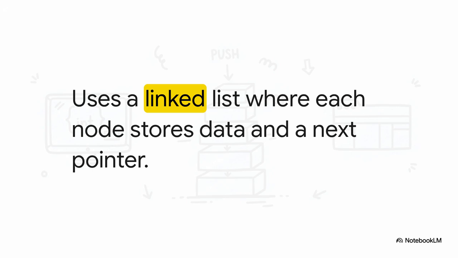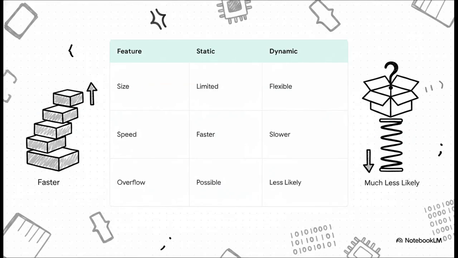Because memory is allocated dynamically while the program runs, this stack can essentially keep growing as large as your system's memory allows. Talk about an upgrade. Let's look at the ultimate trade-offs here. With a static implementation, your memory is fixed and your size is totally limited. But your speed is generally faster since that memory is pre-allocated, and honestly, the code is a breeze to write. The downside? Overflow is a very real possibility if you guess your sizing wrong.